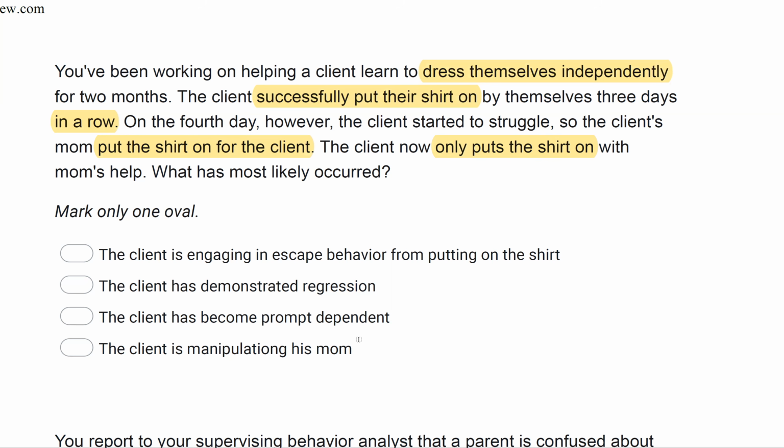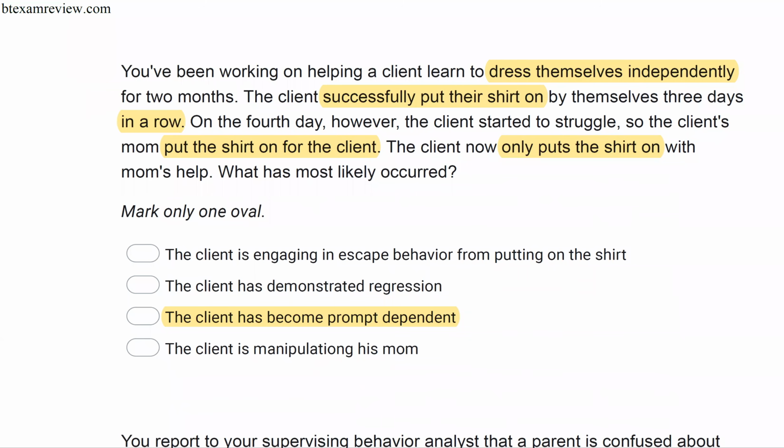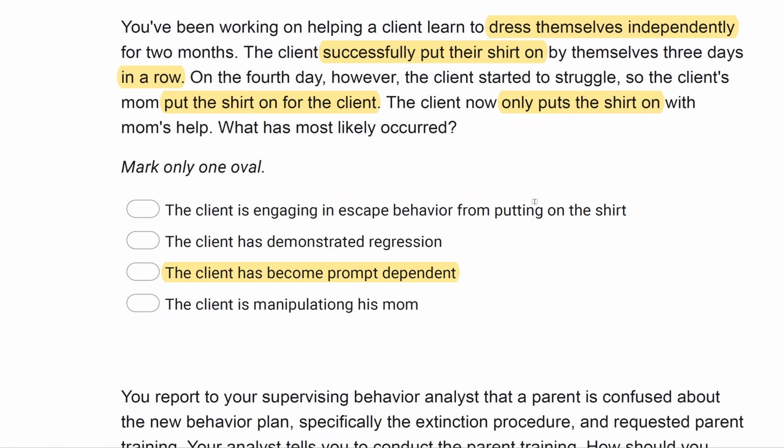D, the client is manipulating his mom. Again, manipulating is not observable. It's not measurable. We can't reliably see that and measure that. We need to pick something that we can reliably observe, reliably measure, and that is going to be the client has become prompt dependent because the only thing that's truly changed, right, is the prompt in this scenario. So you've got to ask yourself, what changed in this scenario? What could cause this? Regression and manipulation are subjective, right? We don't want to talk in subjectives. We want to be objective. And objectively, the only thing that changed is the prompt.